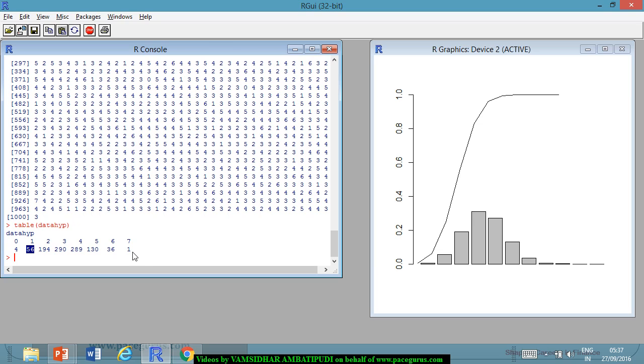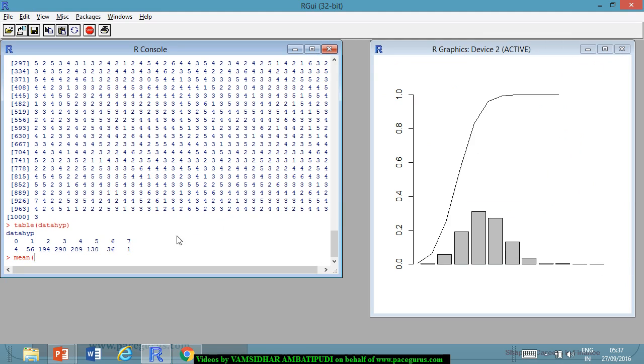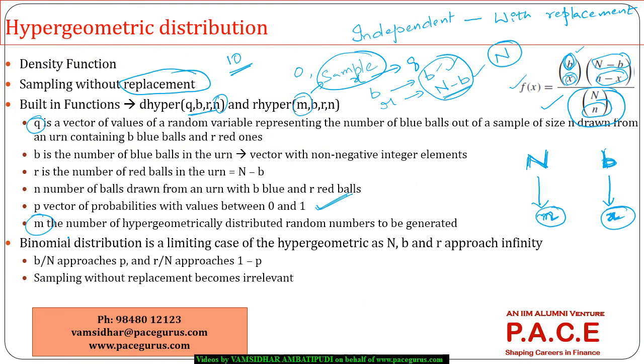That's the kind of table that is getting generated. Probably you can very well do a bar plot of this table also, which would reflect more or less this kind of shape. Now, when I am trying to find out the mean of this, what you will find is, as the sample size keeps increasing, especially the total sample, instead of only 30 as here, and even the B's and R's are significantly higher, then I could find that the hypergeometric will actually approach a binomial distribution.